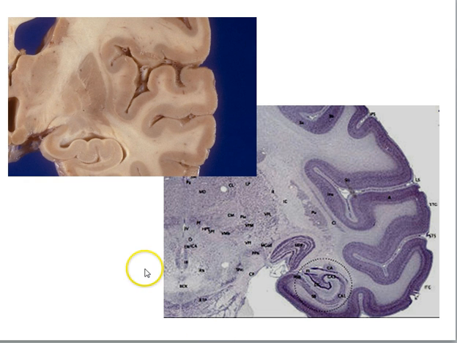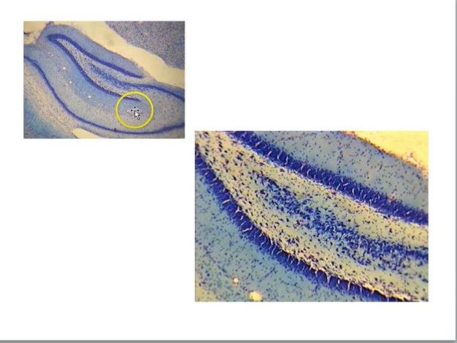All right, if we zoom in on the hippocampus, here we see a lower power magnification of the rat hippocampus, and we can begin to see individual cells in a higher power magnification. And now we can start to see individual hippocampal cells.